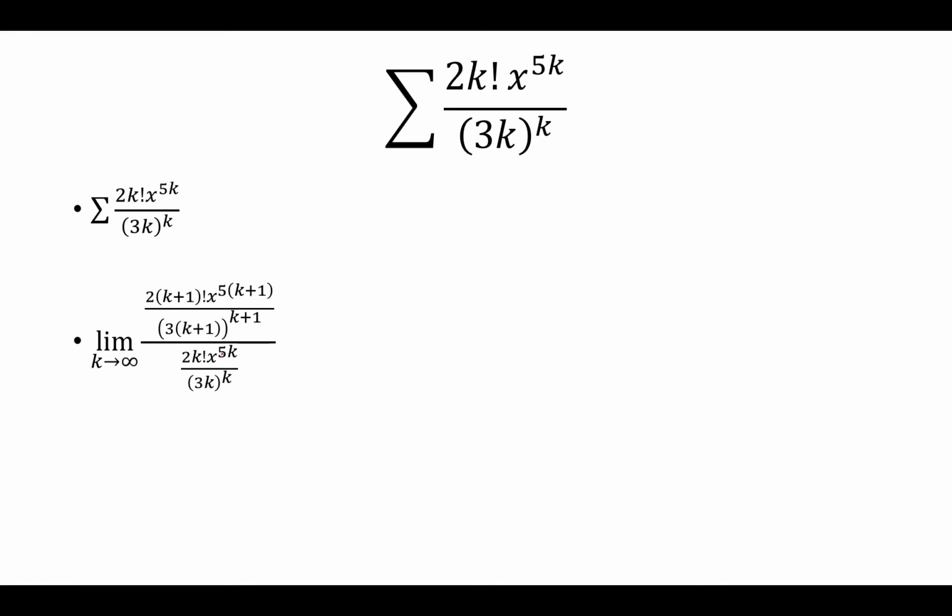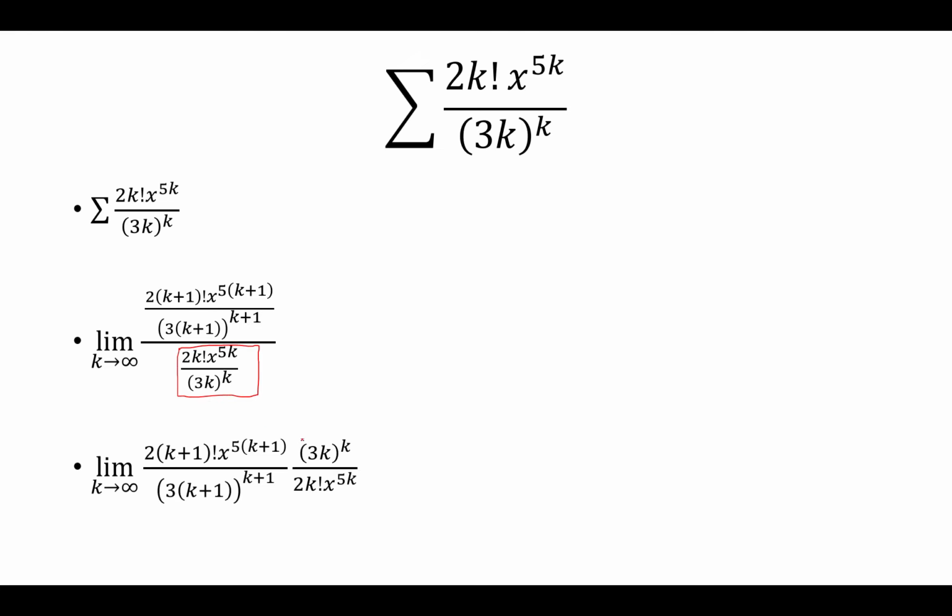Notice here we're dividing two fractions, so we're going to multiply by the reciprocal of the bottom fraction. So that's going to be 3k all raised to the kth power over 2 times k factorial times x to the 5k. And now we're going to switch these two. Because we're multiplying these, we can switch the order in which we multiply. Now, if you look at the first fraction, they're basically of the same form, and so is the second fraction. Okay, so now we can do a bunch of canceling.